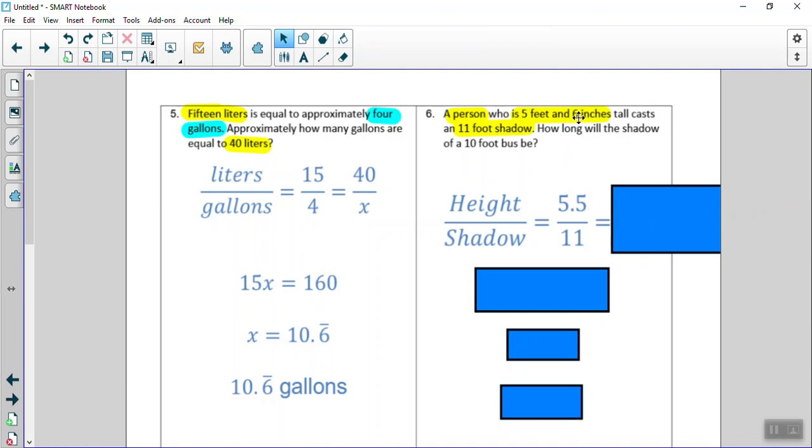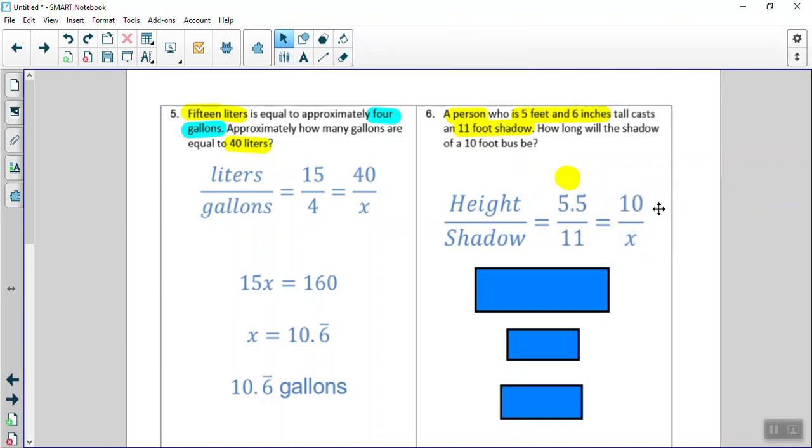Okay, 5 feet and 6 inches is actually 5.5 feet, right? 6 inches is half of a foot. So don't put 5.6 here. It's half of a foot, so it's 5.5. So this is our fraction for our person, right? They're 5.5 feet tall, that's their regular height, and their shadow was an 11-foot shadow.